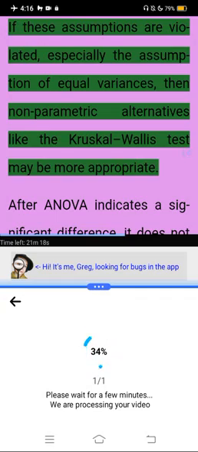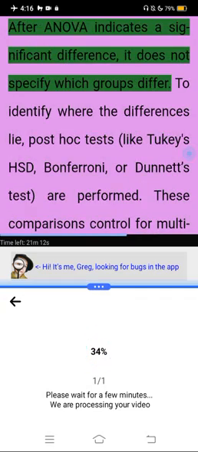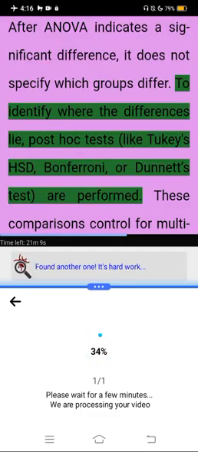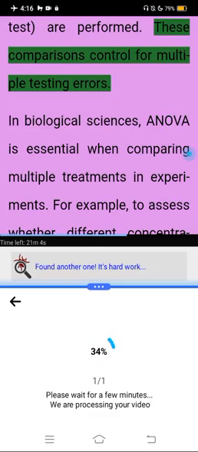If these assumptions are violated, especially the assumption of equal variances, then non-parametric alternatives like the Kruskal-Wallis test may be more appropriate. After ANOVA indicates a significant difference, it does not specify which groups differ. To identify where the differences lie, post-hoc tests like Tukey's HSD, Bonferroni, or Dunnett's tests are performed. These comparisons control for multiple testing errors.